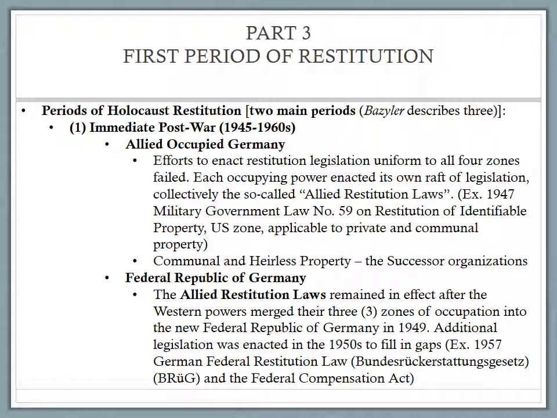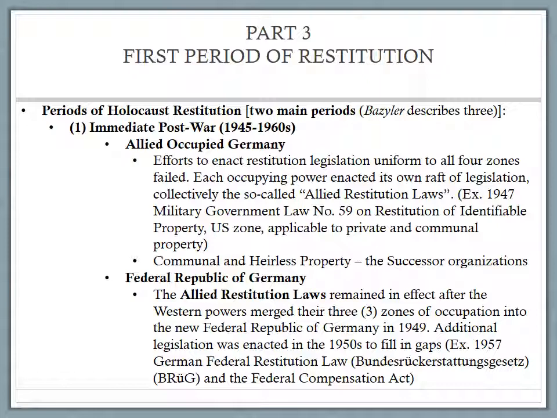When we look at immovable property restitution, the category can be further subdivided into 3 main types of property: private property, communal property, and heirless property. Private property is just as it sounds: private holdings of homes, businesses, farmland, etc. Communal property is property owned by religious organizations. It can include temples or other houses of worship, but also religious schools or hospitals or cemeteries and things of that nature. The final type of immovable property is known as heirless property, and it's property that does not have any living heirs to claim it.